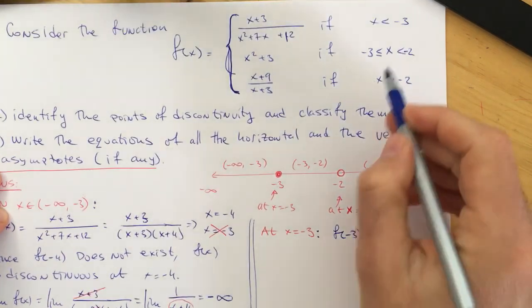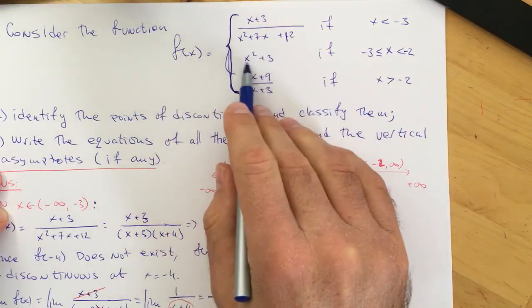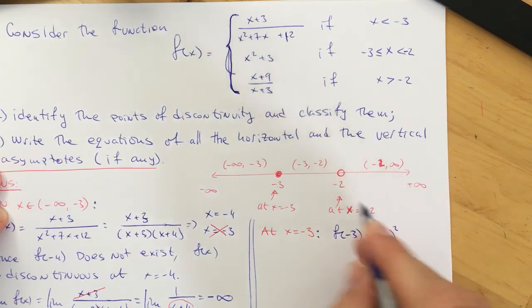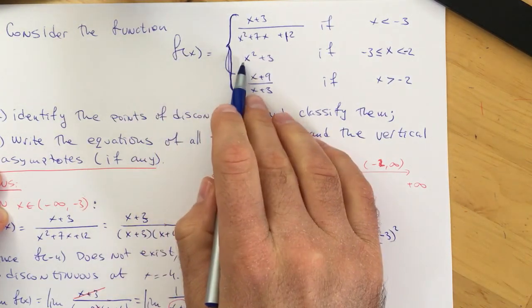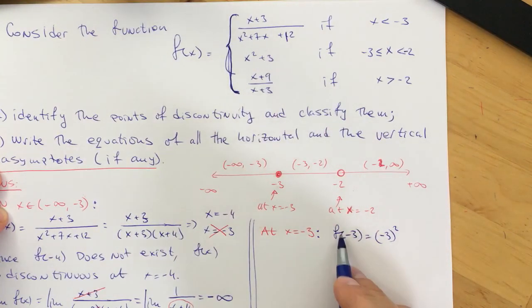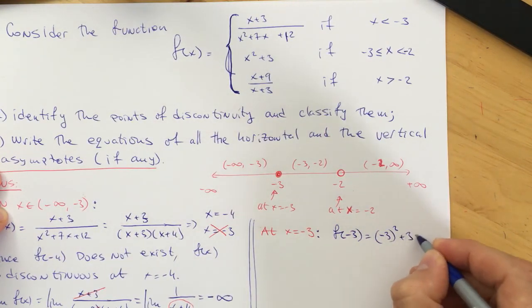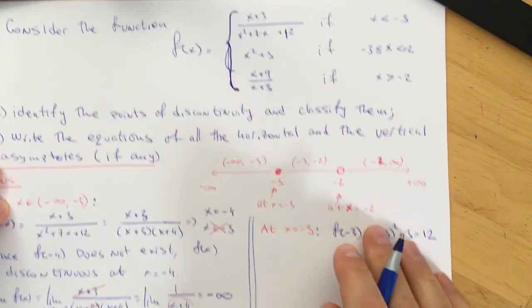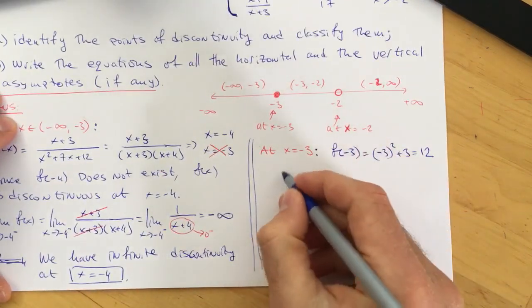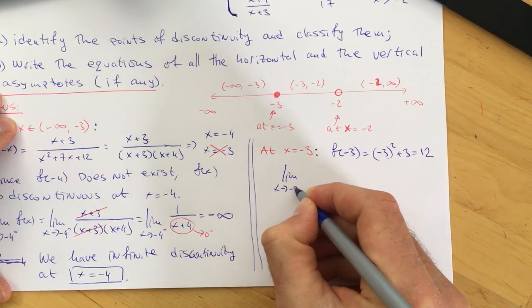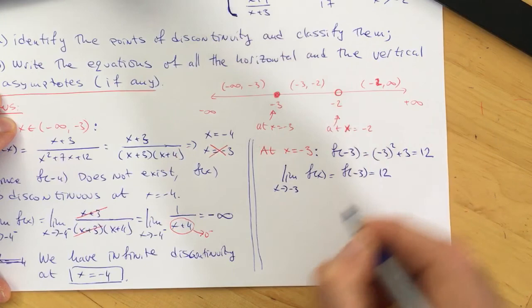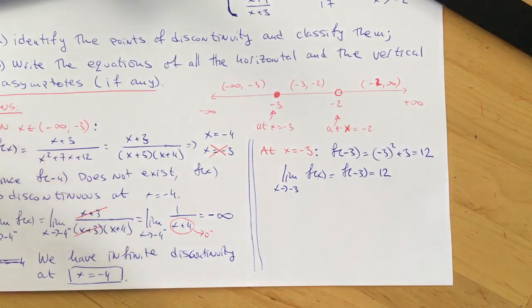Okay, when x is equal to negative 3, f of x, sorry, f of x is defined as x squared plus 3. So f of negative 3 is negative 3 squared plus 3, and that's equal to 12. Okay, in order to prove continuity at negative 3, what needs to be satisfied? We need to show that the limit as x goes to negative 3 of f of x is equal to f of negative 3, which we evaluated that it is 12.